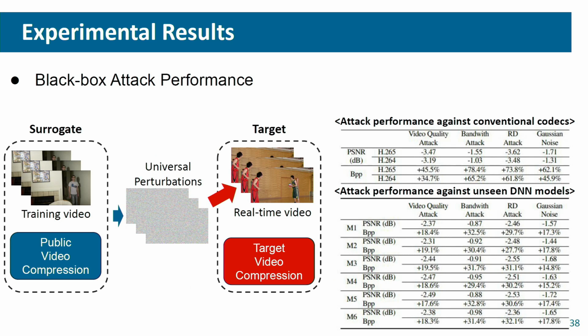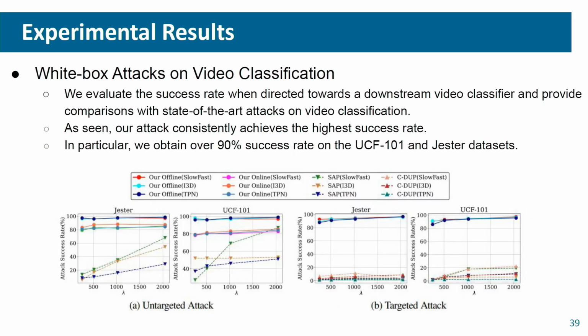We further studied the black box attack scenario. In this setting, we show that our universal perturbations trained on a surrogate open source video compression model are transferable to unseen systems such as conventional video codecs and unseen DNN models.